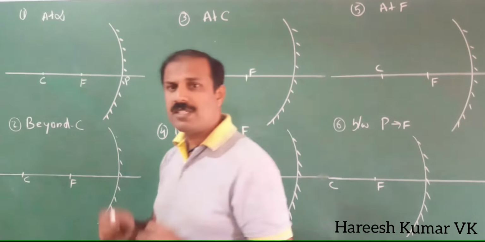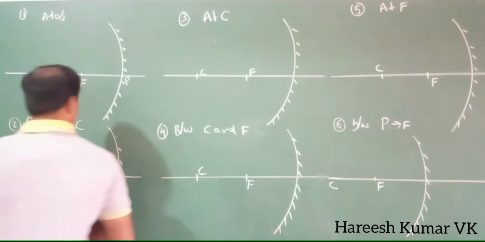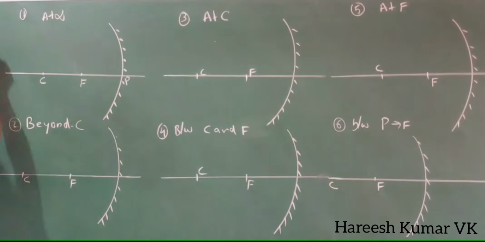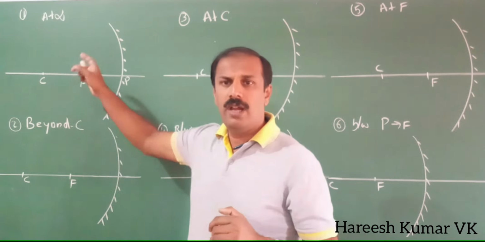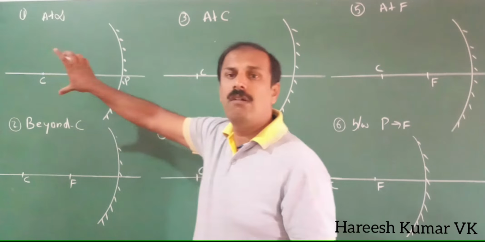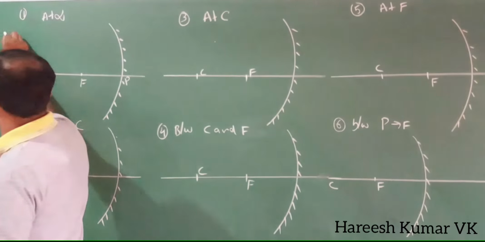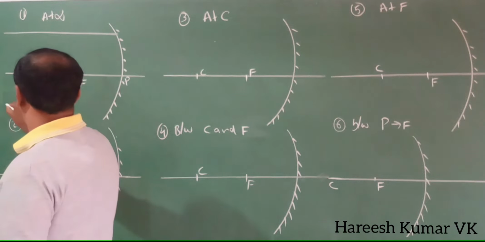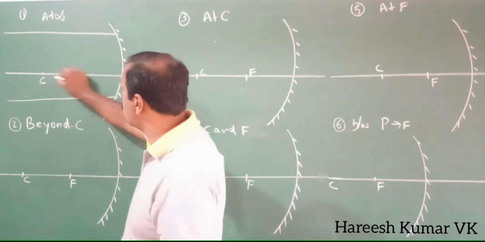Now, the first case is the object kept at infinity. You can see the object is far away, so the light is coming from that one. Actually, when the object is far away, there is no need to draw the object there. The light is coming from far away as parallel rays. It's coming like this, and another ray is coming like this, and another ray will be coming to the center itself.